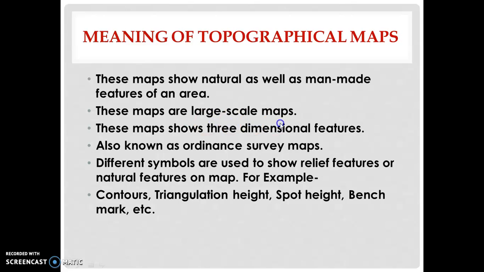These maps are large-scale maps. As I told you, large-scale maps are those maps which show a smaller area but with great detail. These maps show three-dimensional features. So a topographical map shows length, breadth and height. Height means the height of a physical feature, hill, mountain.